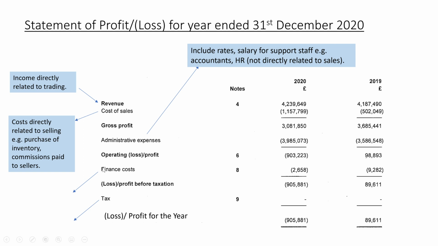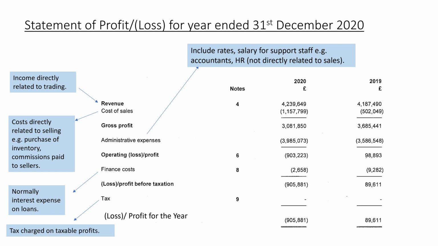Below that we have finance costs. Finance costs are normally interest expense on loans, so the costs of financing the business. Loans are a way of financing your business. So if you borrow money, you can use that to finance your operations. We then have tax, which is hopefully not too taxing to understand. Basically, you're charged tax based on your profits for tax purposes, which we call taxable profits. And there's a complicated calculation that needs to be done to do that. But you'll cover that if you're learning tax.